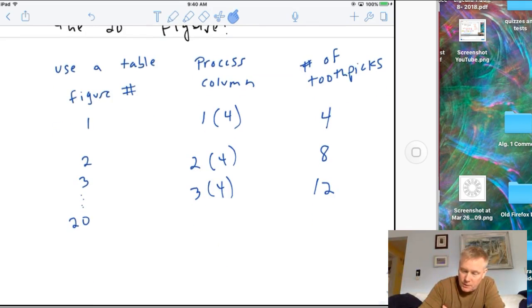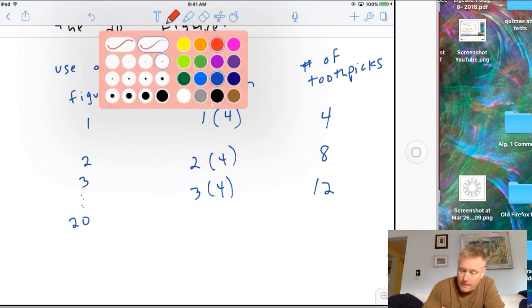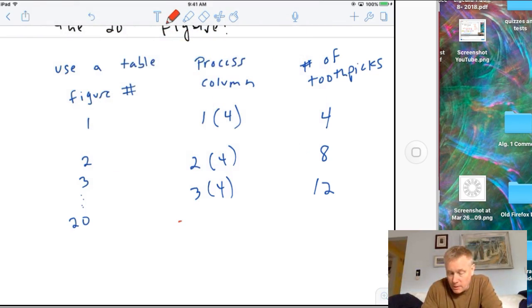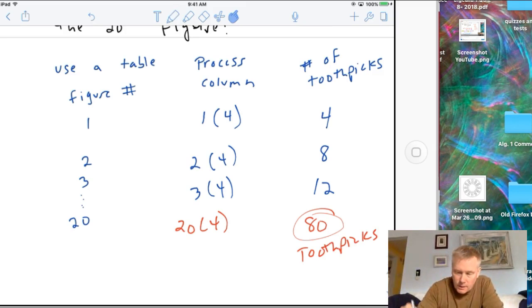So pretty soon you can see what's going on here. And now if I jump down to the 20th column, I can go 20 times 4 would give me 80. And that is how many toothpicks there are. And I guarantee you that was going to be quicker than drawing it out. All right, so that's that pattern.